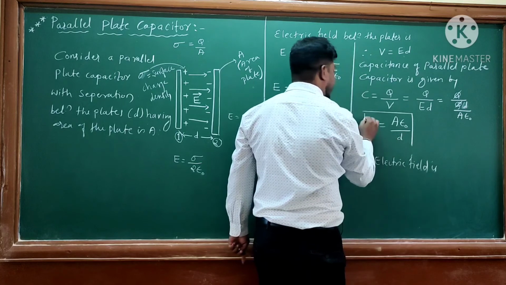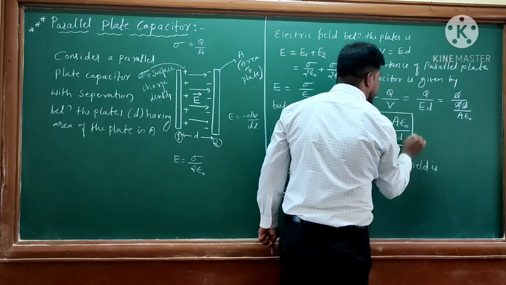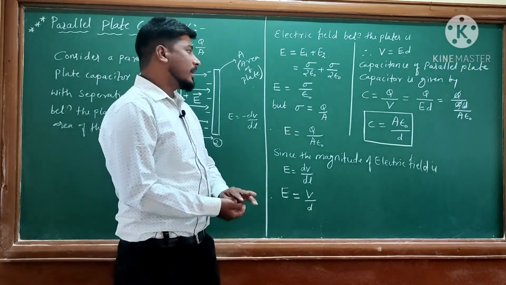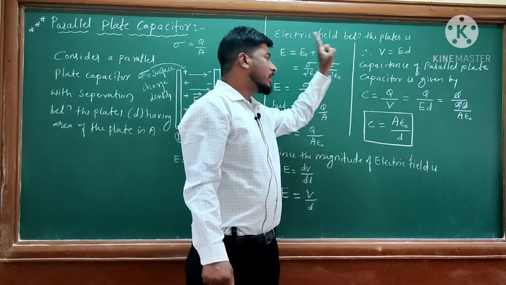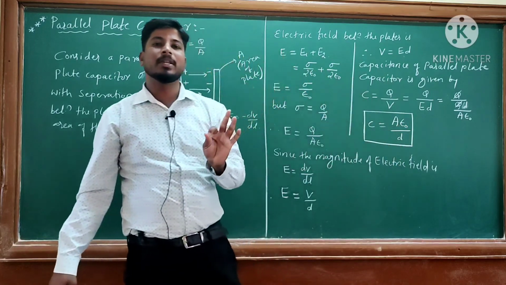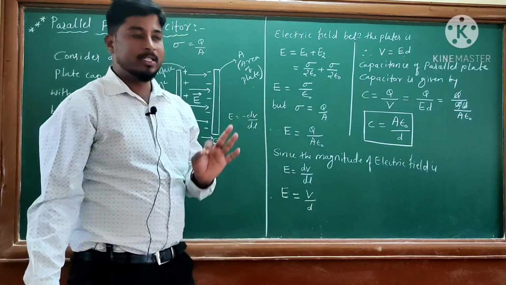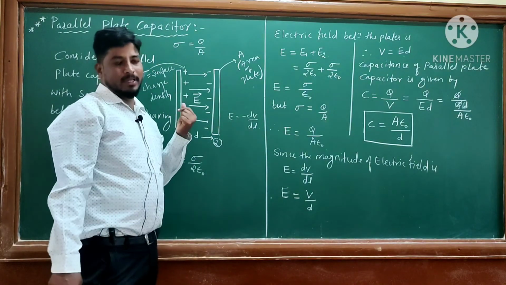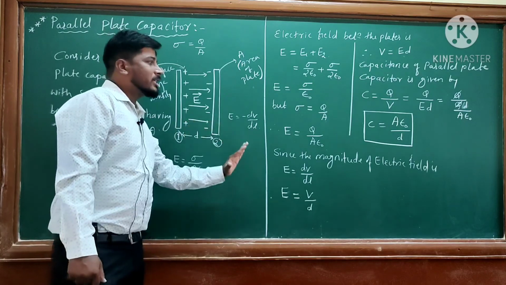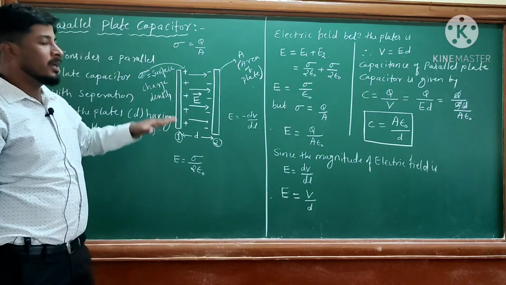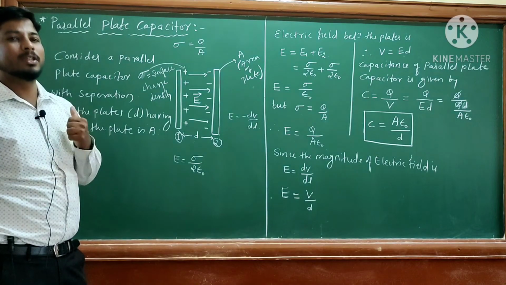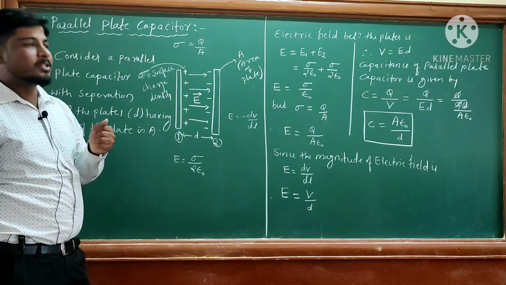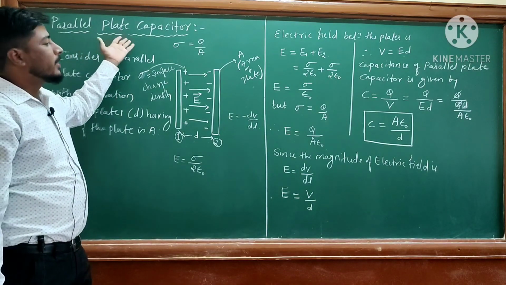This is the expression for the parallel plate capacitor, that is C is equal to A epsilon naught upon d, where A is the area of the plate, epsilon naught is the permittivity of the medium or free space, and d is the separation between the plates. This expression is usually asked in the examination for 3 marks: derive an expression for the capacitance of a parallel plate capacitor.